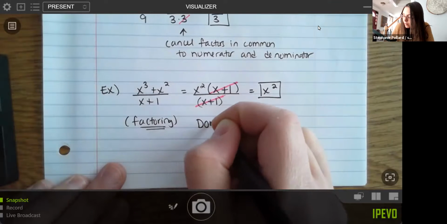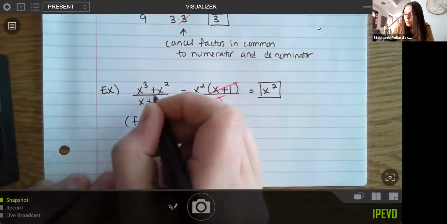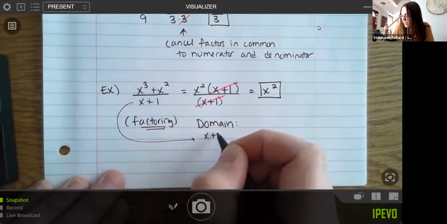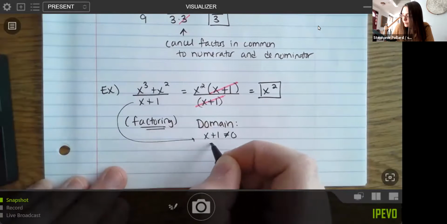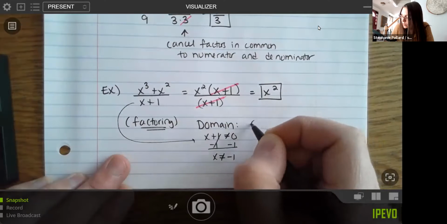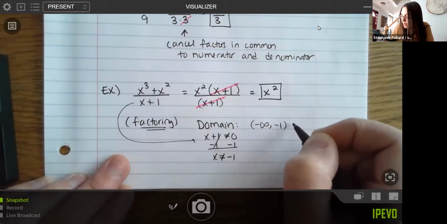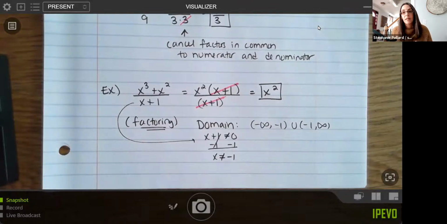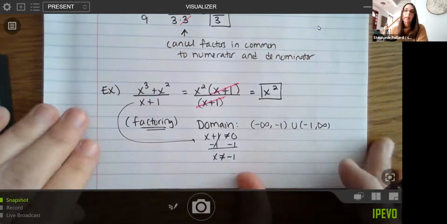So here for our domain, even though it cancels out, you still need to worry about this. So we still need to make sure that x plus 1 is not equal to 0. So we are going to exclude -1 from our domain, even though when we simplify, it cancels out, it doesn't matter. So just be careful when you're doing domain and range that you're also checking that original problem when you set it up. All right, let's try another one.